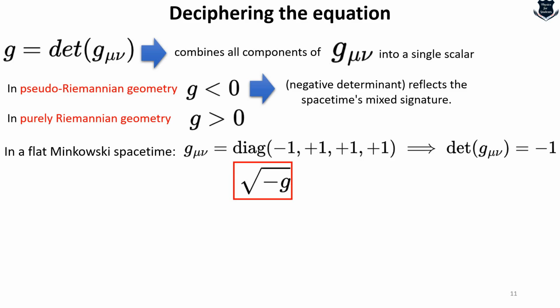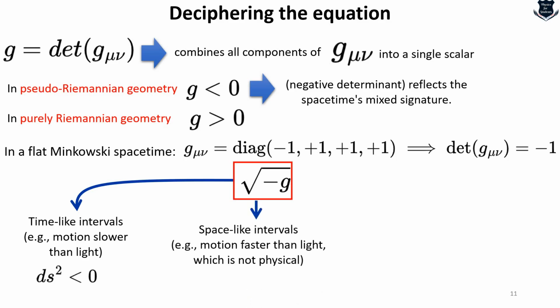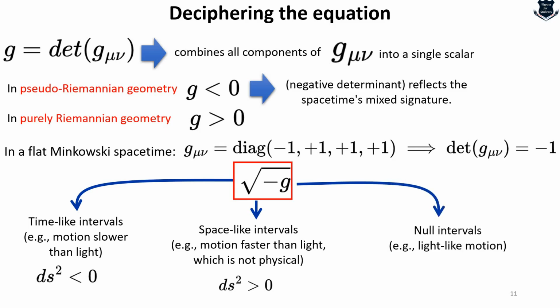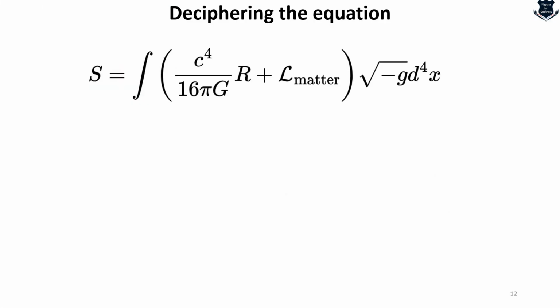So the square root of minus g, that is the negative determinant of the metric tensor, has three important parts. One, time-like intervals, that means motions slower than light, where ds squared is less than 0. Then we have space-like intervals where the motion is faster than light, which is not physical as per special relativity, ds squared greater than 0, and null-like intervals, which is light-like motion where ds squared equals 0. So these three things become very important. Now combined with this, if you see this equation, it has the square root of minus g, and it has a d^4x.